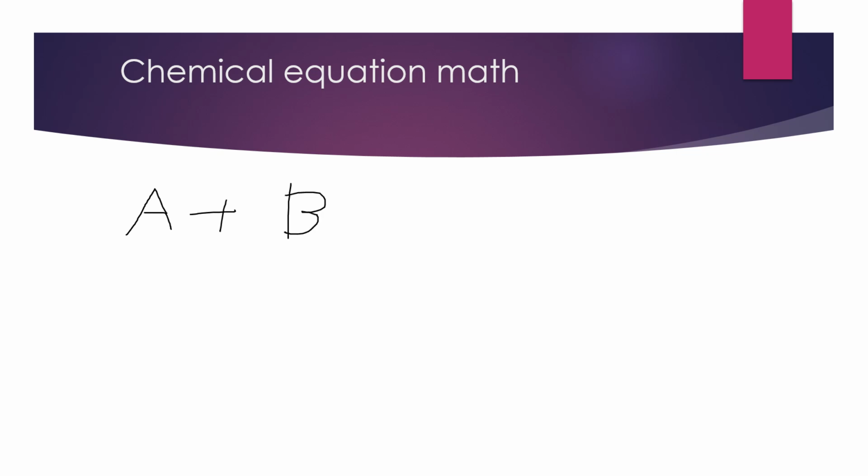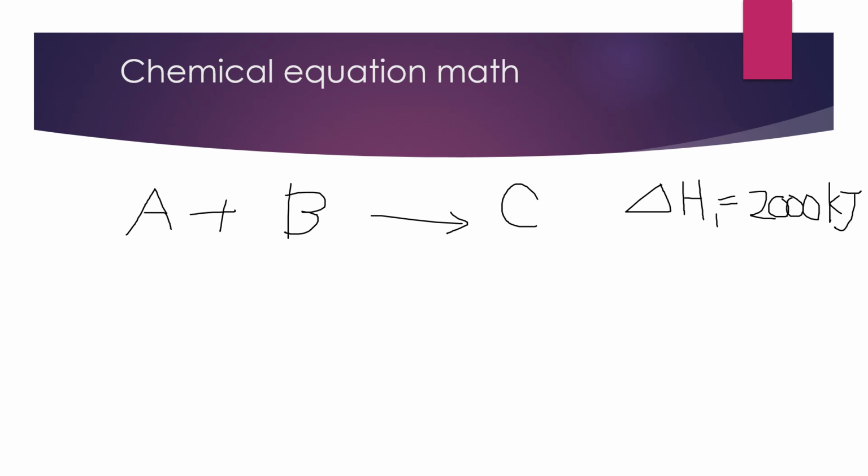as A plus B to form C, with its enthalpy equal to a specific number. Let's name it enthalpy 1. Let's say it's equal to 2000 kilojoules. And you have another reaction with similar reactants, but this time you have something slightly different. Let's say it gives you a product, P2.